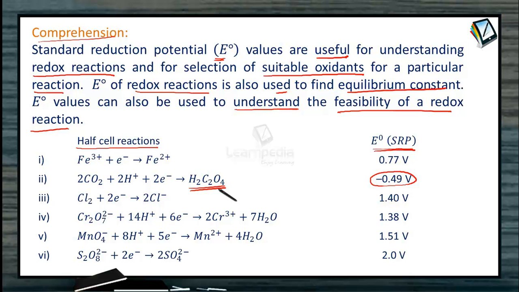And also you can see all the other values. It is 2 for this. Reduction potential is highest. So thus, S2O8 2 minus is the best oxidizing agent. And then we have the order for it. So what are the various questions given?